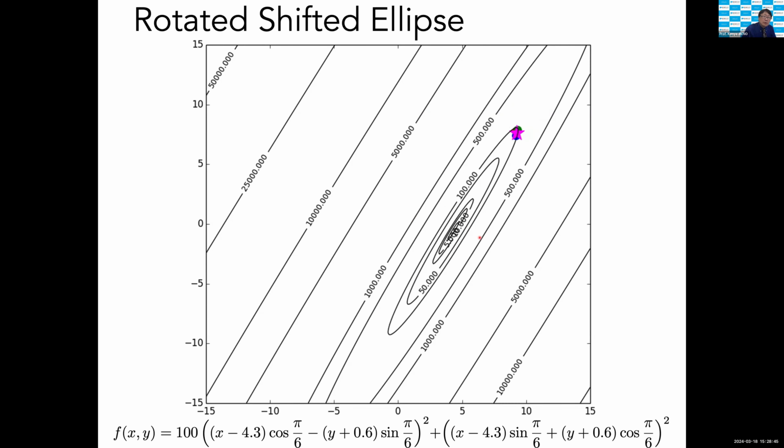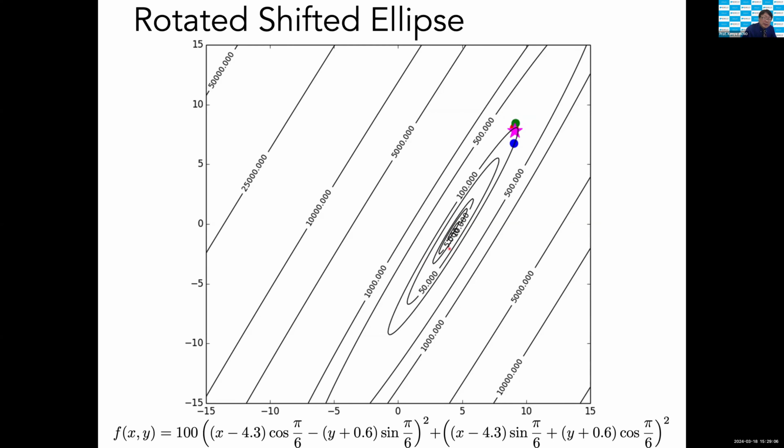Next, we consider the case when the elliptical function is rotationally shifted. In this function, the minimum value exists within the narrow valley, like this. In this case, particles with improved local search capabilities can explore along the rotated angle, like this, enabling them to reach the minimum values. So, like this.